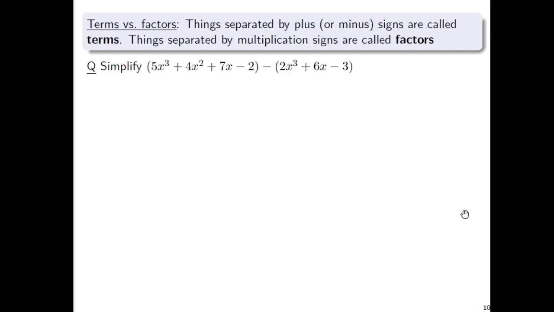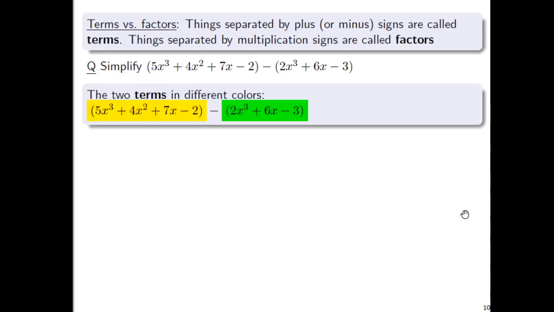So let's simplify this polynomial subtracted by another polynomial. So I've got the two terms here in different colors. Just to illustrate, terms are separated by plus or minus signs. And let's go through this then.